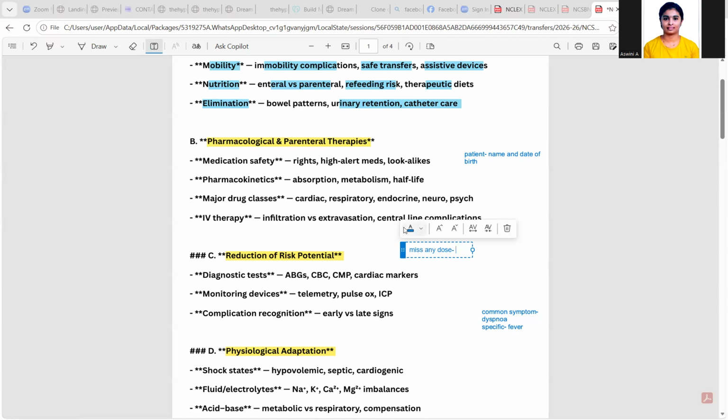And also endocrine: the hormones, insulin, glucagon, will come under the endocrine. And neurological medicines, psychiatric medicines. Neuro conditions are entirely different from psychiatric conditions, so the drug action will be different. Don't think that psychiatric and neurological drugs are the same. No. Neurological drugs are for neurological conditions.